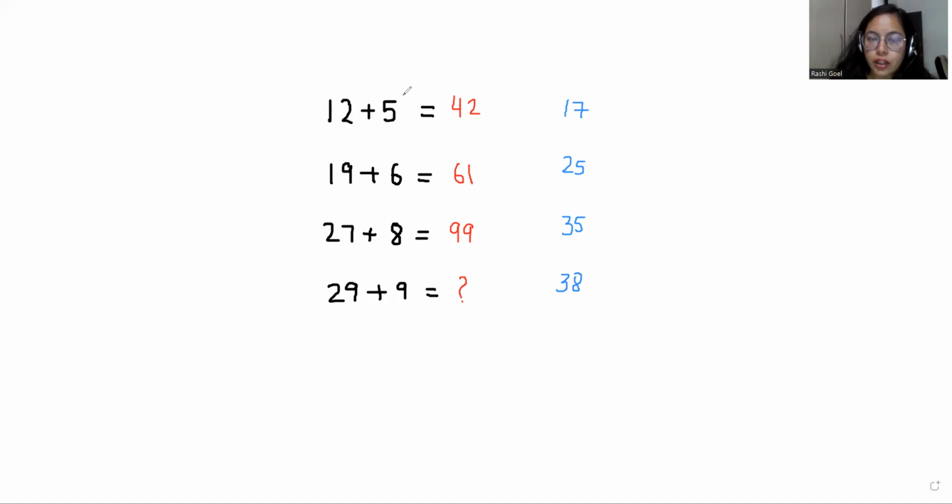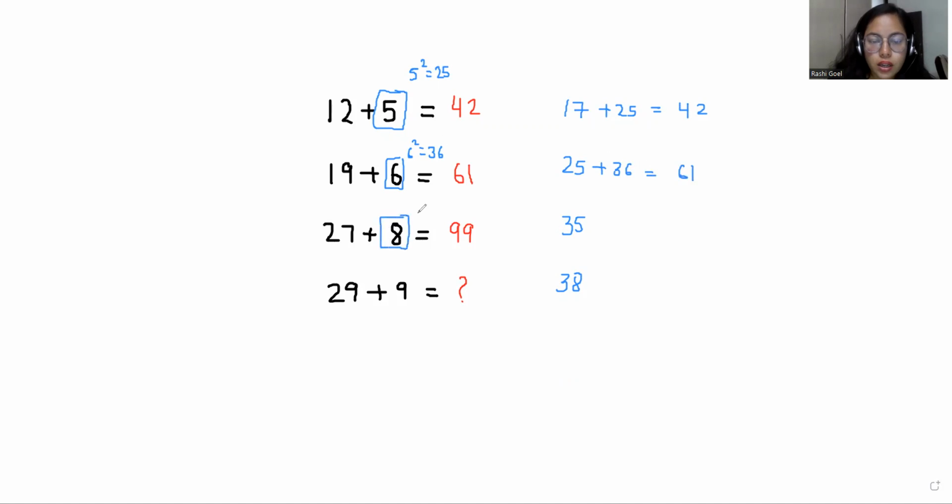With the help of 17. So we are going to take the second digit and square it. So 5 squared is 25. Now 17 plus 25 is 42. Similarly, 6 squared is 36. So 25 plus 36 is 61.